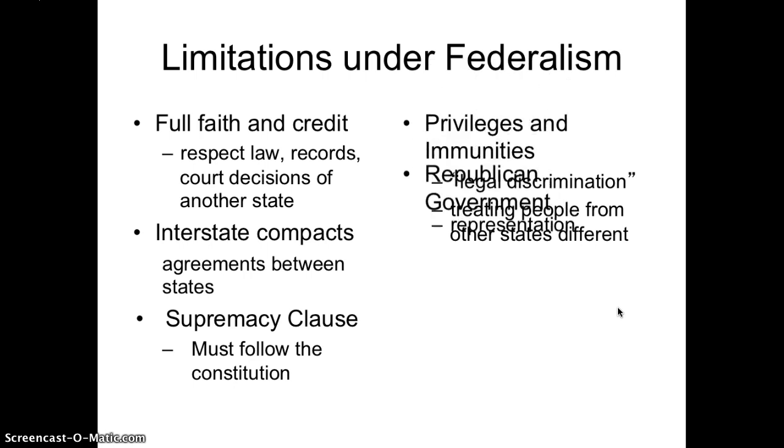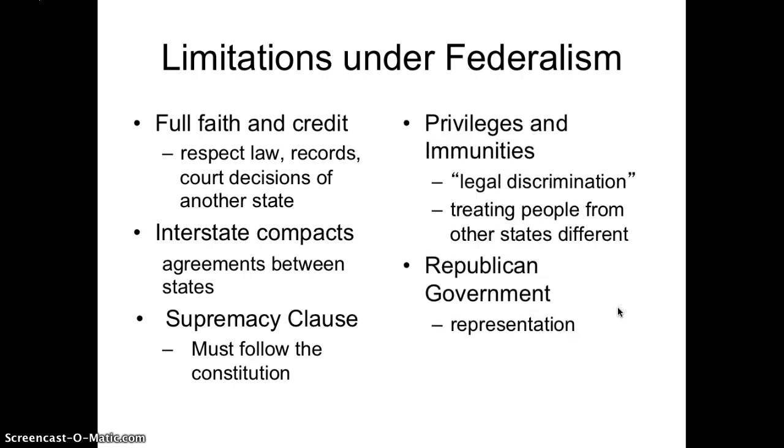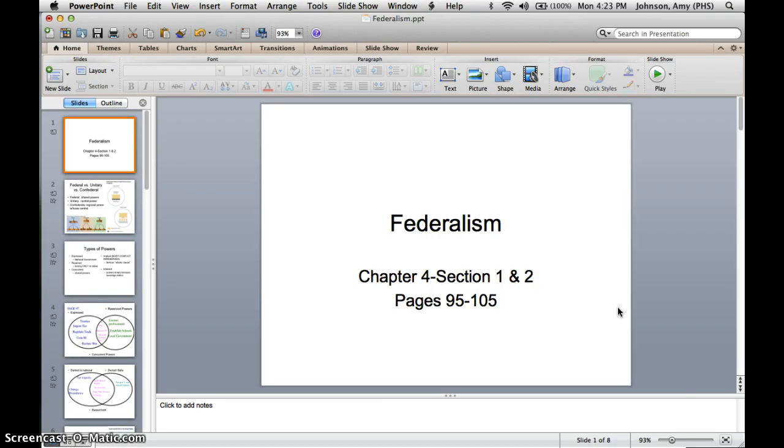And both the state government and the federal government must guarantee a Republican-style government, which basically means there must be representation. The people must have their representation in government. And there you have it. That is federalism in a nutshell.